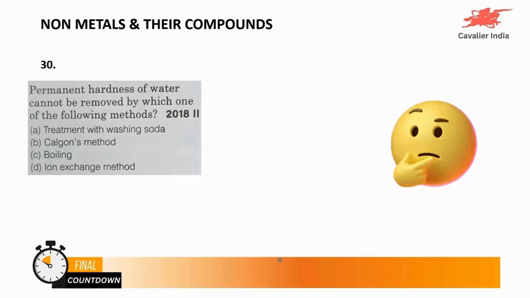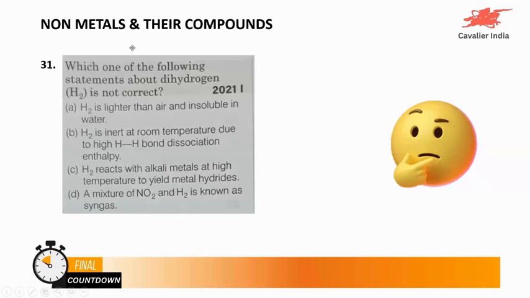Next question. Which one of the following statements about dihydrogen is not correct? Option A, hydrogen is lighter than air and soluble in water. Option B, hydrogen is inert at room temperature due to high H-H bond dissociation enthalpy. Option C, hydrogen reacts with alkali metals at high temperature to yield metal hydrides. And option D, mixture of CO and hydrogen is known as syngas. Which is the right option?